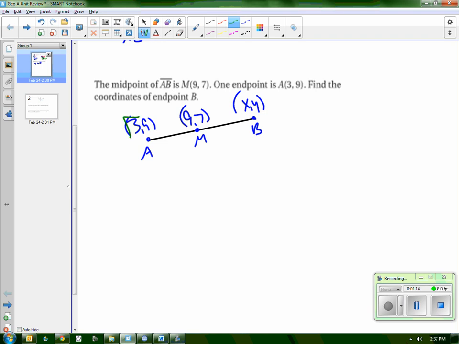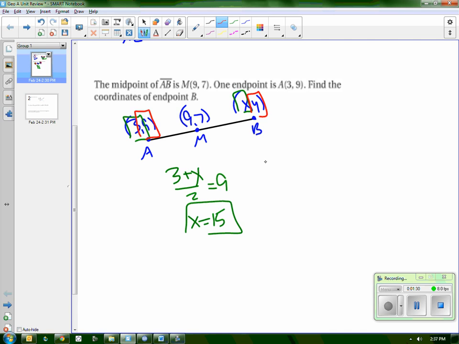I'm going to say that if I average the x's, 3 plus x, and divide by 2, I get the midpoint x-coordinate, which is 9. When you solve that equation, 2 times 9 is 18. Subtract 3, x is going to be 15. Do the same thing with the y's. 9 plus y, when you find the average of the y-coordinates, you get 7. So you multiply times 2, that's 14. 14 minus 9, you get y equals 5. So the other endpoint is going to be at (15, 5).